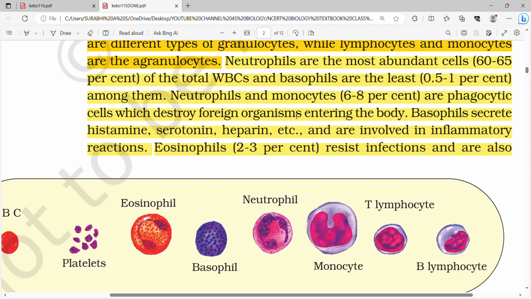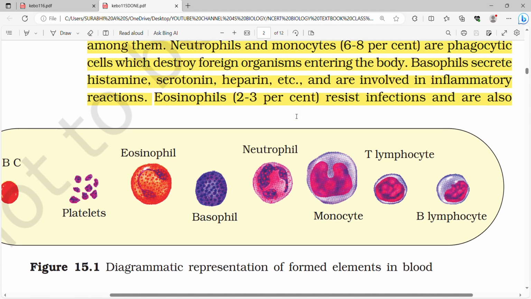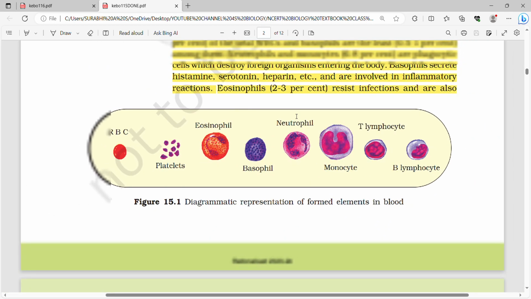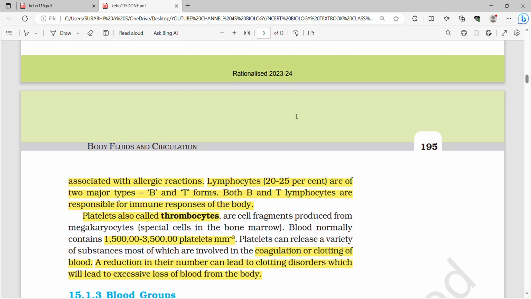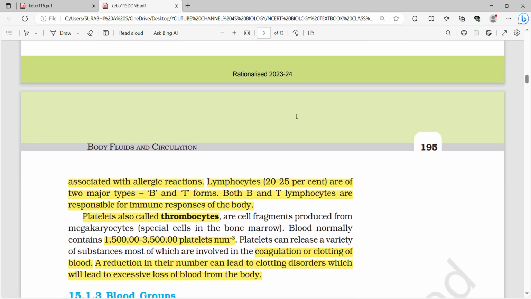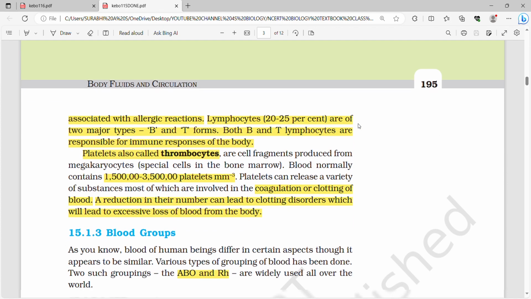So neutrophils and monocytes are phagocytic cells which destroy the foreign organisms entering the body. Basophils secrete histamine, serotonin, heparin, and are used in inflammatory reactions. Eosinophils resist infections and are also associated with allergic reactions, whereas lymphocytes have two types, that is B and T. Both are responsible for the immune response of the body. So you can note down, you can look into this diagram.